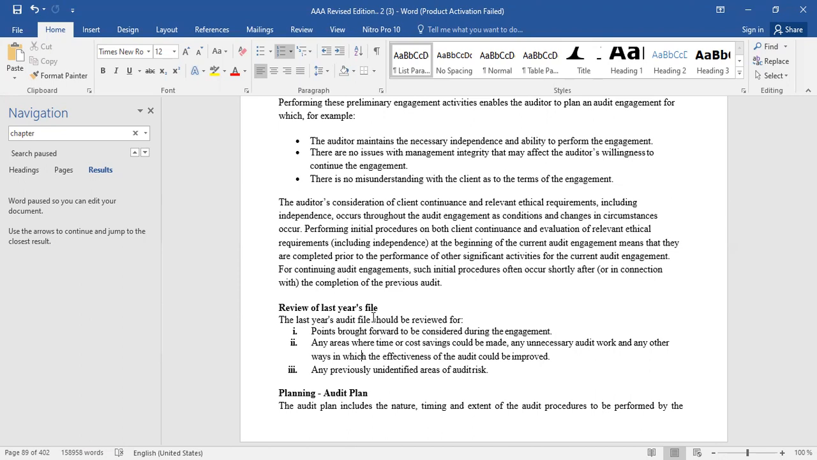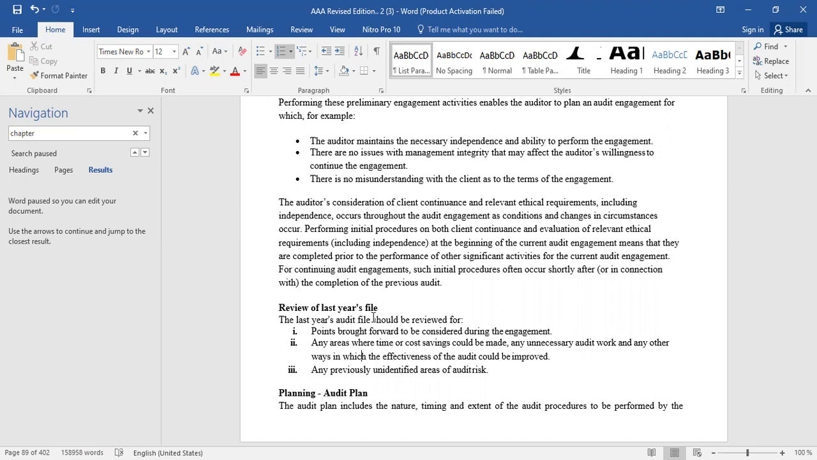Okay, so we are saying that you look at last year's file. When you look at last year's file, one of the things that you'll get are the audit report for last year and of course the management letter for last year. So that one you'll be able to get from last year's file.